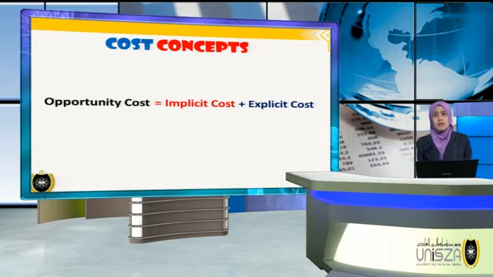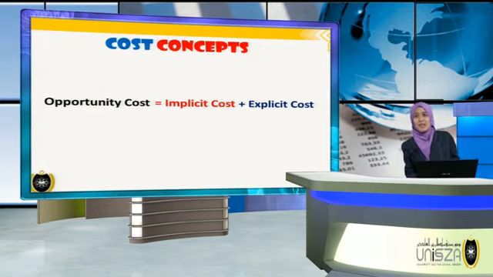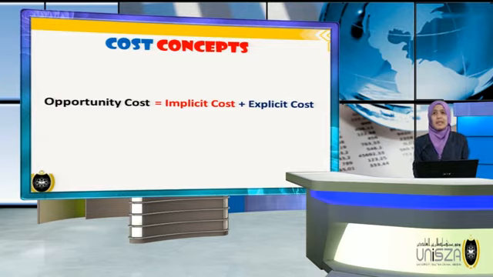The total cost of production consists of the following. The total cost of business is the sum of implicit costs and explicit costs.